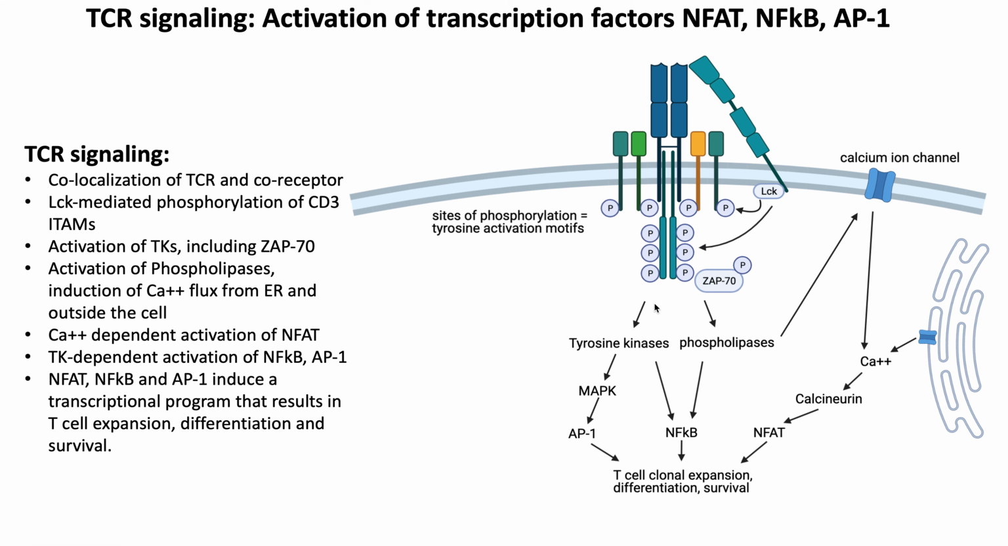So what this results in is a tyrosine kinase cascade that results in the activation of a pair of transcription factors, AP1 and NF-kappa B. ZAP70 further goes on to activate phospholipases that in turn induce the influx of calcium either from the extracellular space or from the endoplasmic reticulum, which is a major store of calcium. And when calcium enters into the cytoplasm, it activates calcineurin, which in turn activates this transcription factor NFAT. And together, these three transcription factors, AP1, NF-kappa B, and NFAT, induce T cell clonal expansion, differentiation, and survival.